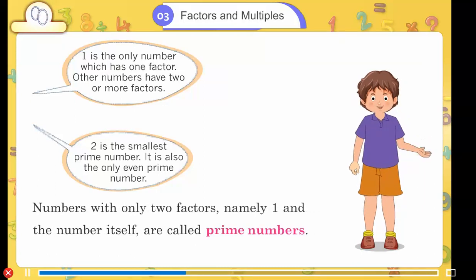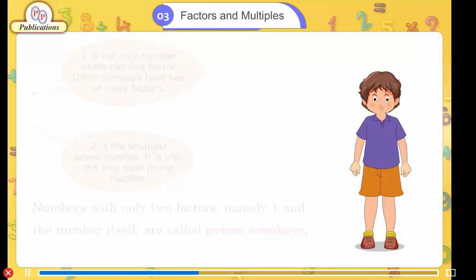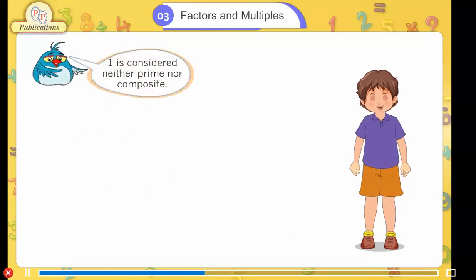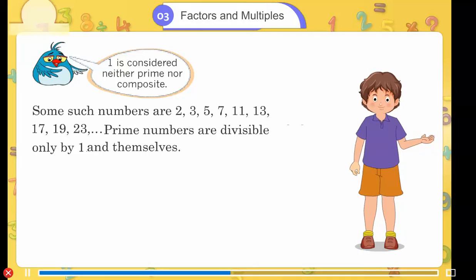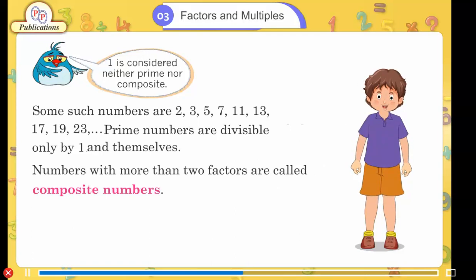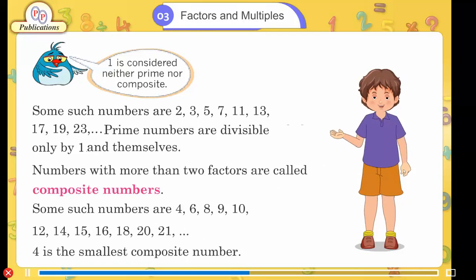Numbers with only 2 factors, namely 1 and the number itself, are called prime numbers. 1 is considered neither prime nor composite. Some such numbers are 2, 3, 5, 7, 11, 13, 17, 19, 23. Prime numbers are divisible only by 1 and themselves. Numbers with more than 2 factors are called composite numbers. Some such numbers are 4, 6, 8, 9, 10, 12, 14, 15, 16, 18, 20, 21. 4 is the smallest composite number.